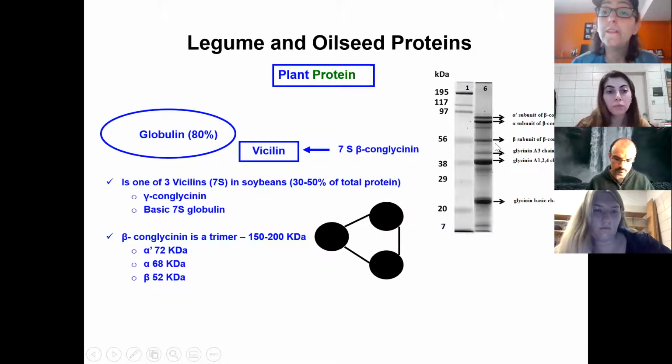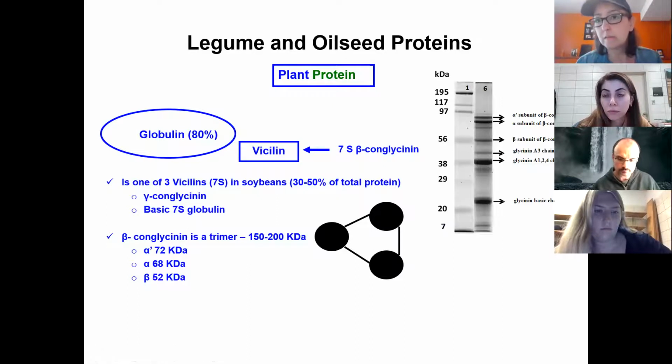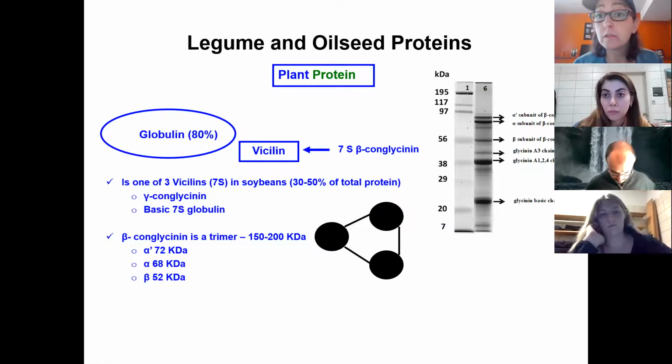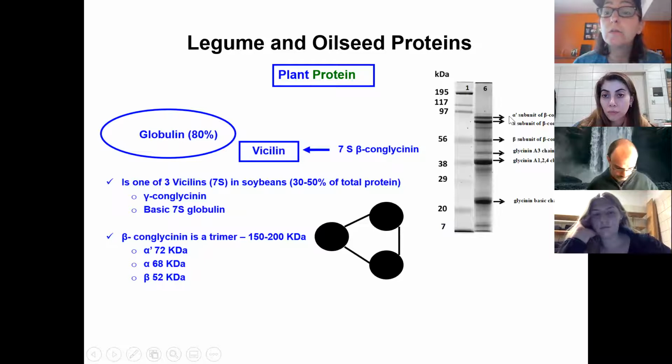So on the gel, when we run them under SDS and, well, reducing it doesn't matter because there's nothing to be reduced in terms of disulfide linkage. So you see those main variants or subunits, the alpha prime, alpha and beta subunit of beta-conglycinin, and they vary slightly in molecular weight, which we'll see separated as 3 individual bands around these average molecular weights, 72, 68, 52. So the average is about 60 kilodalton there.